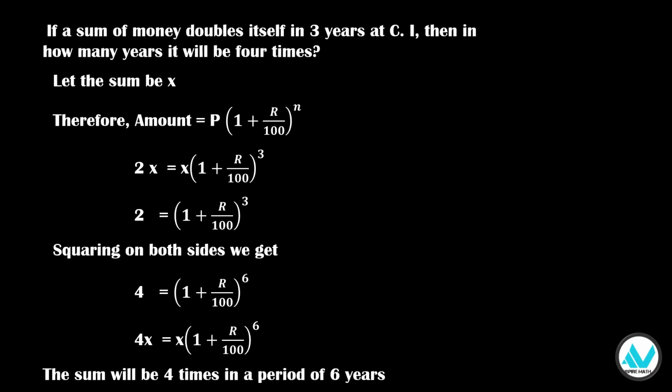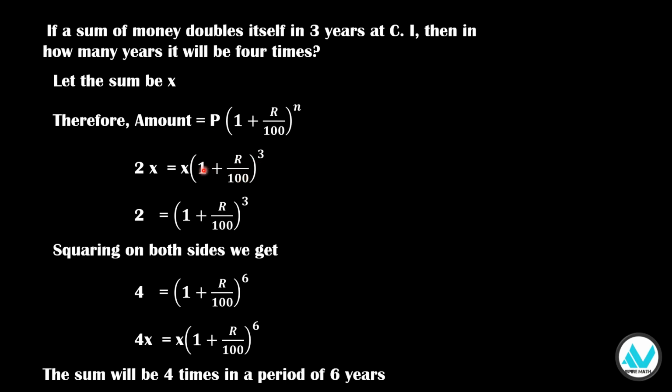Say a problem: if a sum of money doubles itself in 3 years at compound interest, then how many years will it be 4 times? Now I have taken the sum to be x. We know the formula, amount equal to P into (1 + R/100)^n. Now they have told me it doubles itself in 3 years. So I am going to write in place of amount 2x because I have taken the sum to be x. So it doubles. So 2x equal to principal is going to be x into (1 + R/100)^3 because the number of years is 3 years.